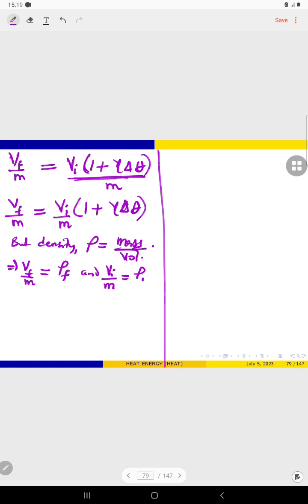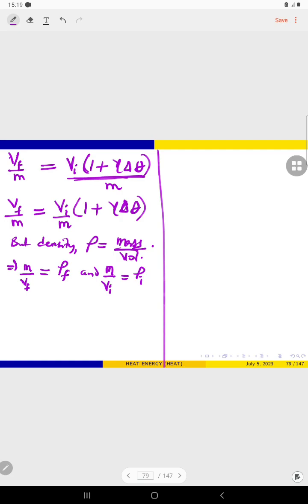But check our equation well. Sorry, I've made a mistake. Density is mass over volume. So sorry. Mass over Vf, mass over volume, will give us density.